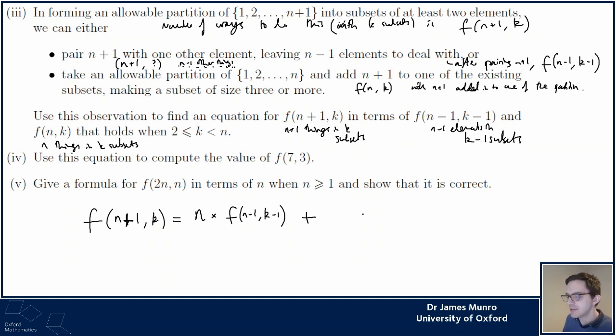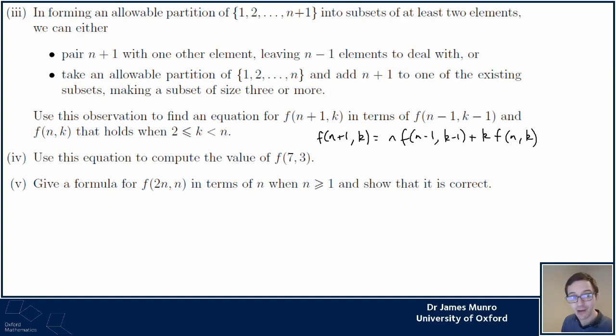Second bullet point says I should think about f of n, k, the ways of splitting up the first n objects into k subsets, and then add n plus 1 into one of those subsets. There are some choices about which one I add it to. There are k choices of which subset I add n plus 1 into. So take all of those possibilities, f of n, k, of all the possible ways to partition those elements, chuck n plus 1 into one of them. And that would be unique because if I take n plus 1 out, then I'll get a partition. So this is counting very carefully all the partitions that I could be adding n plus 1 into. Okay, that's my equation. It relates f of n plus 1, k to f of n minus 1, k minus 1, and also f of n, k.